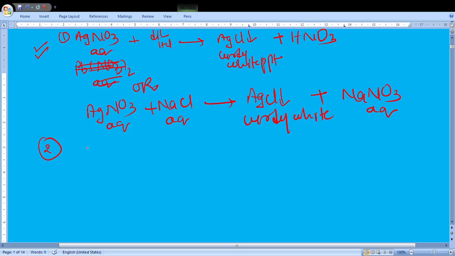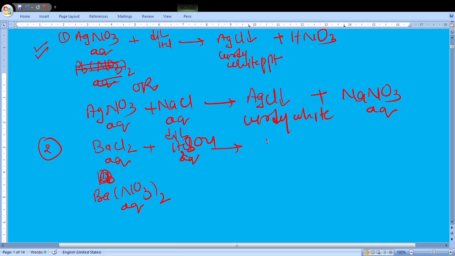Second, we are going to prepare BaSO4. For BaSO4, you may take BaCl2, you may take Ba(NO3)2. This is aqueous, water soluble, and these two are water soluble. So we are taking dilute H2SO4, aqueous. So it is forming white PPT of BaSO4, right? Plus 2HCl.